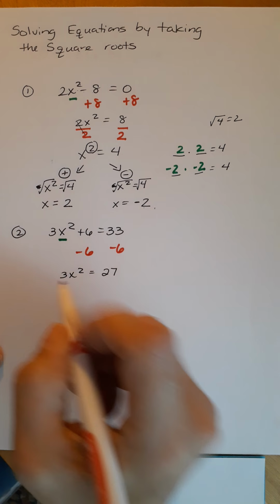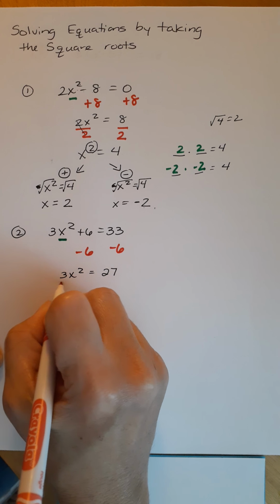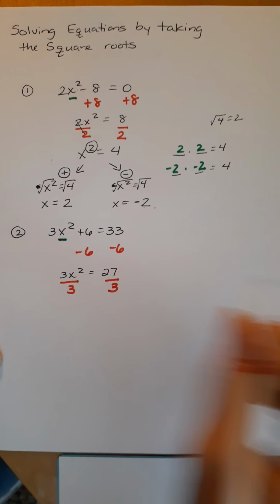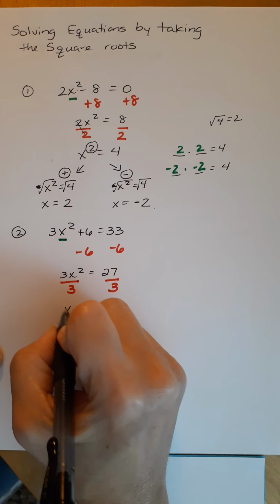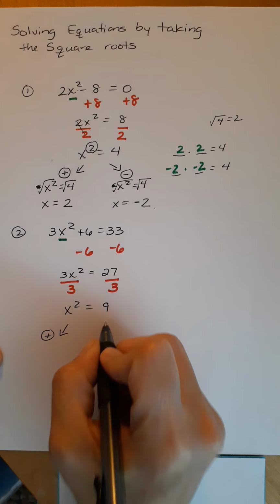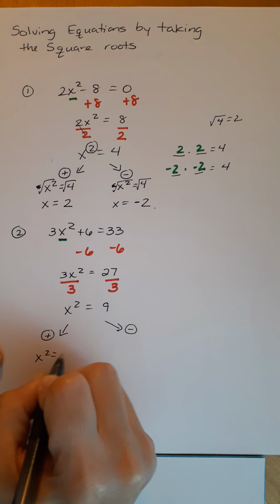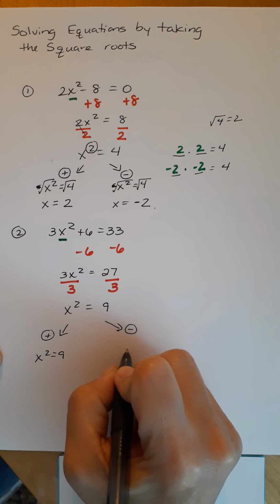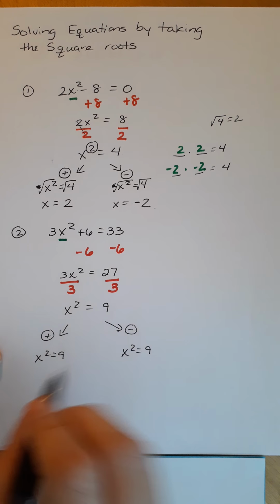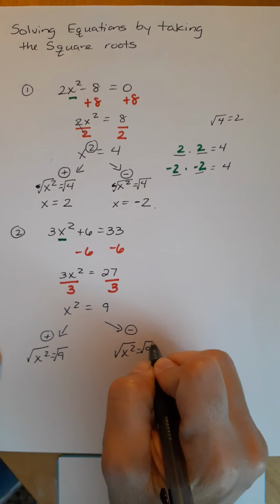And now we're going to divide both sides by 3, because this is 3 times x squared. We get x squared equals 9. Now we're going to start the positive and the negative. We get x squared equals 9. I take the square root of this side and the square root of that side.